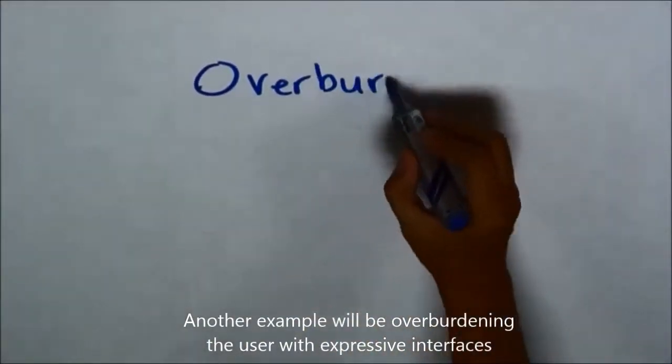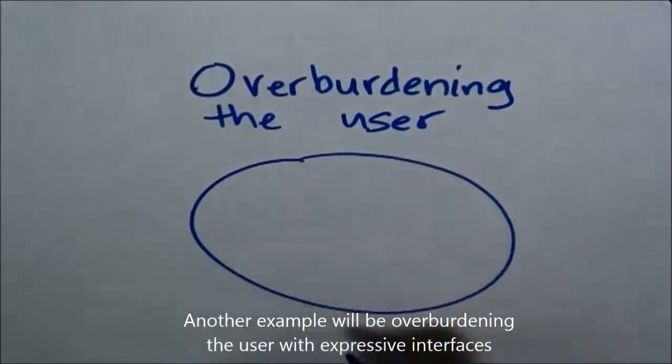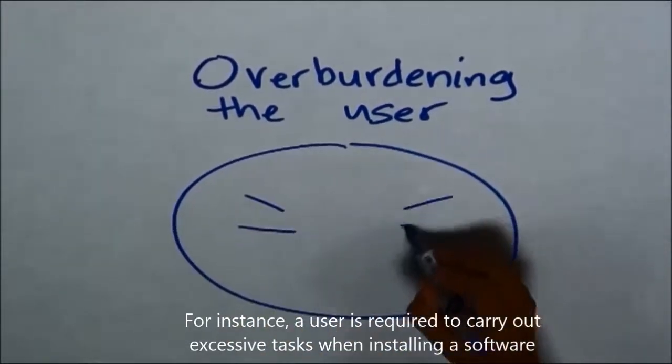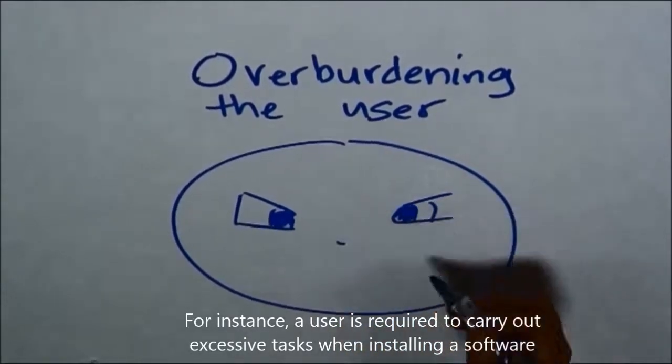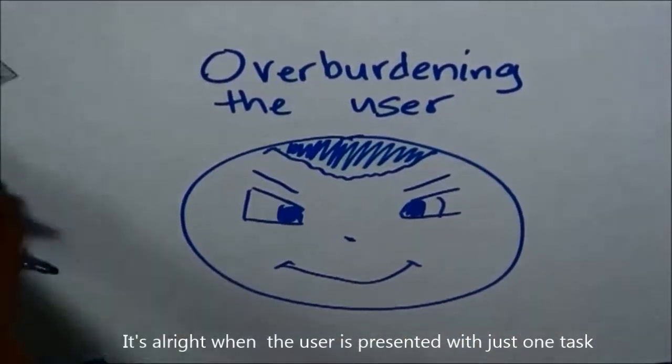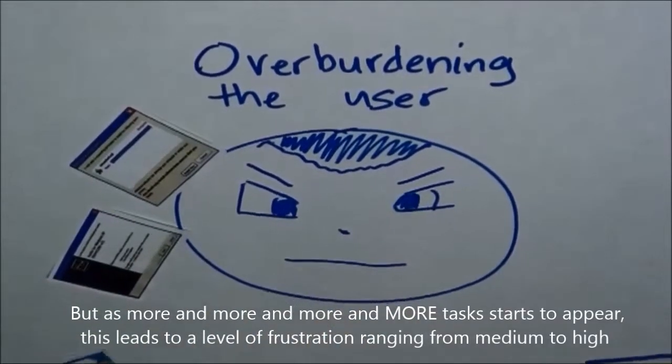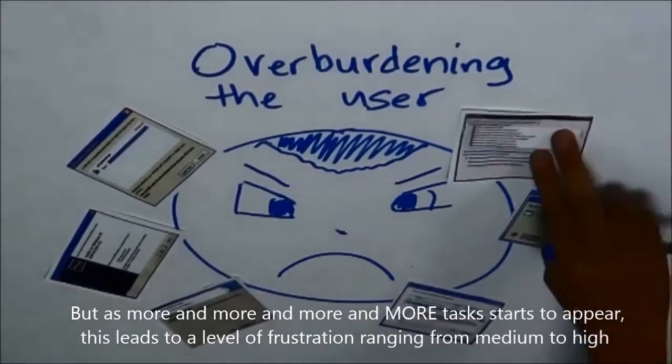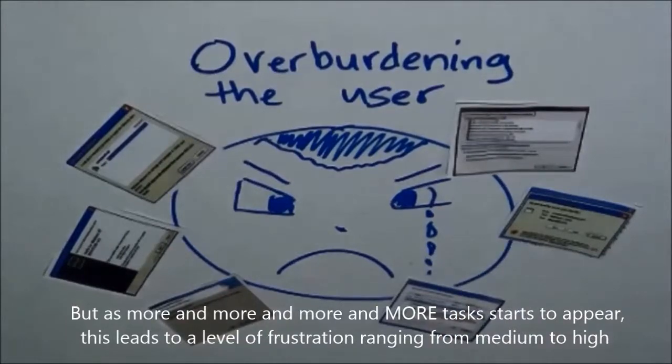Another example will be overburdening the user with expressive interfaces. For instance, a user is required to carry out excessive tasks when installing a software. It's alright when a user is presented with just one task, but as more and more tasks start to appear, this leads to a level of frustration ranging from medium to high.